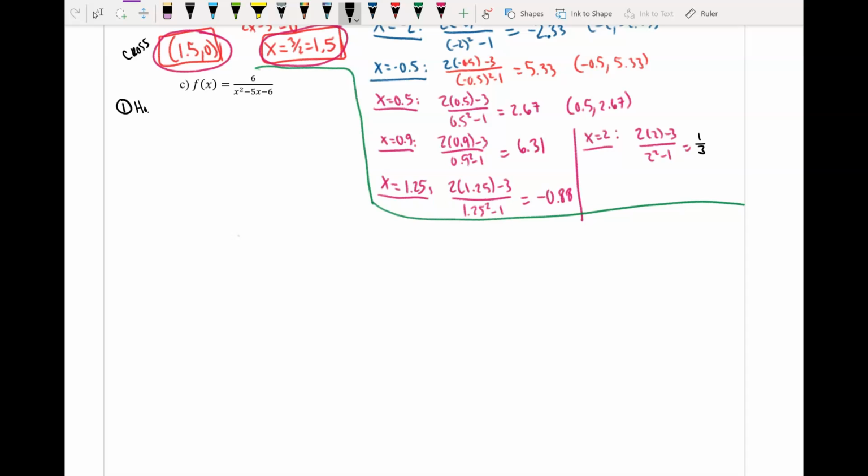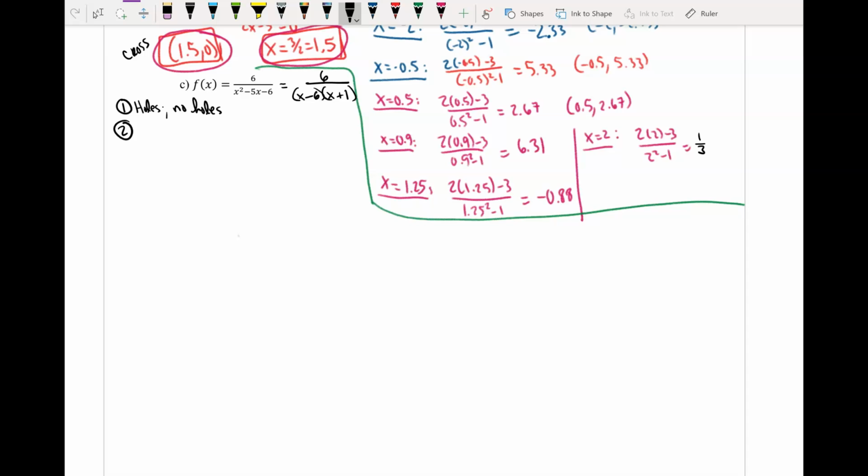When I factor this, you're going to get 6 on top, and on the bottom you're going to get an x and an x. What would this be? Not 3 and 2, so 6 and 1. And then I think this one should be negative and this one should be positive. I think that should work. So nothing cancels out, so there are no holes here.